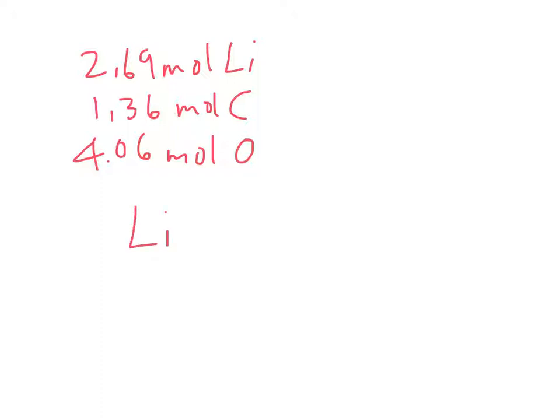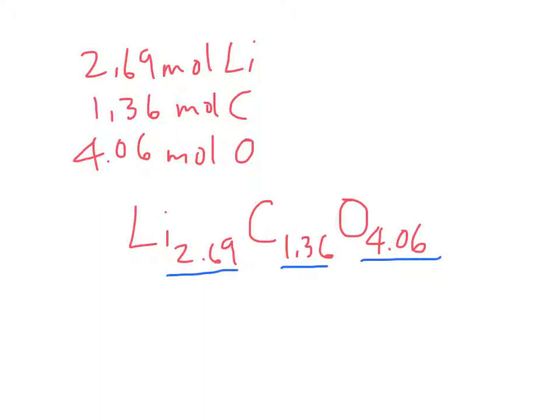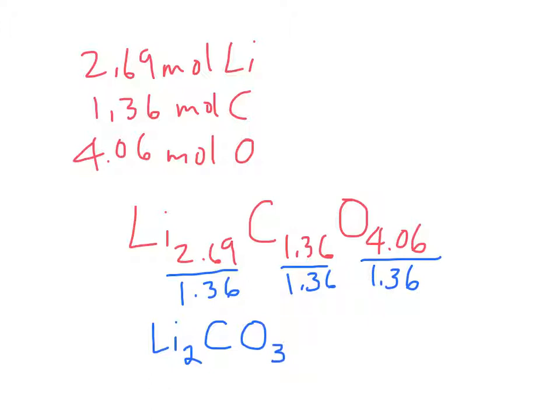So right now my formula looks kind of like this. And the next step is to divide all of these subscripts by the smallest one, 1.36. That's going to leave me with Li2C1, and since we don't write the ones, I'm not going to put the 1 there, and then O3. So Li2CO3, which is lithium carbonate, is the empirical formula.